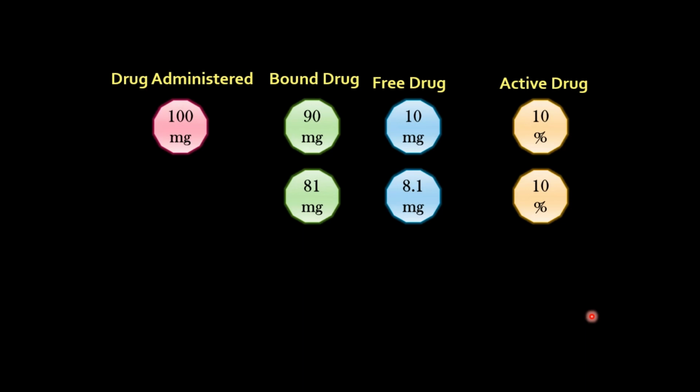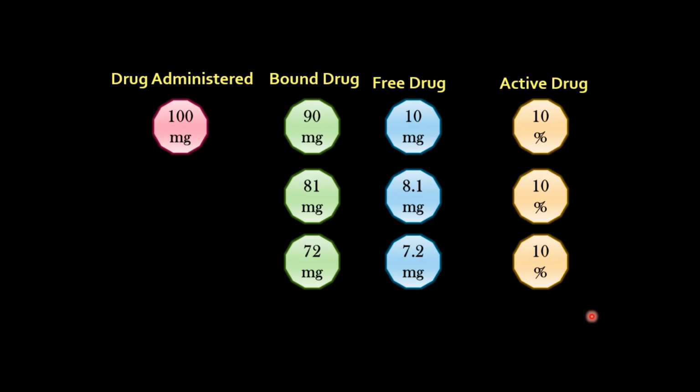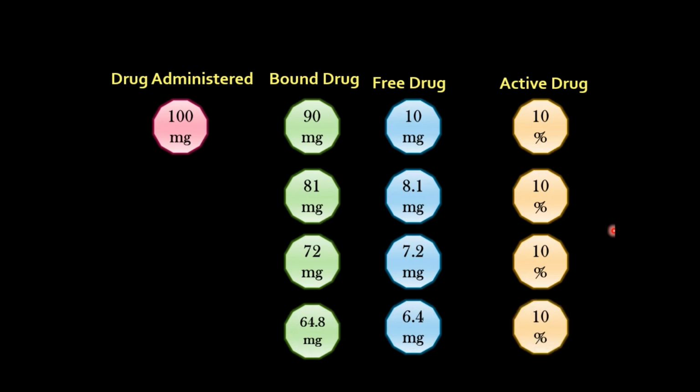When this 10% of the drug gets eliminated, excreted out through the kidneys, now the bound drug is 72 milligrams. It again releases, so 7.2 milligrams will be in a free active fraction that circulates in the systemic circulation, and again it maintains the fraction of 10% in the systemic circulation. So if you go down, down and down, 64.8 milligrams, then 6.4 milligrams, and again it maintains the free, active drug fraction.